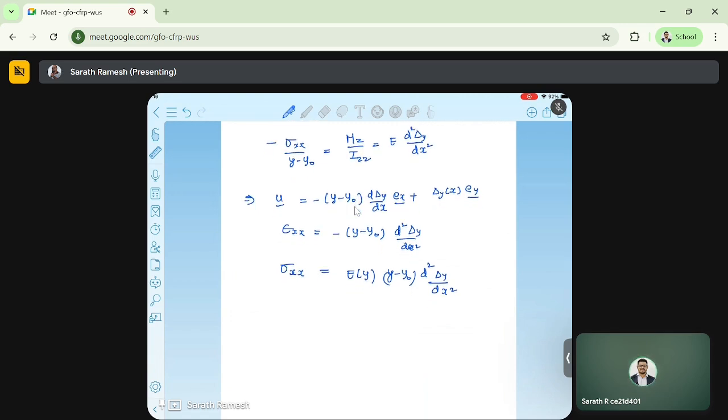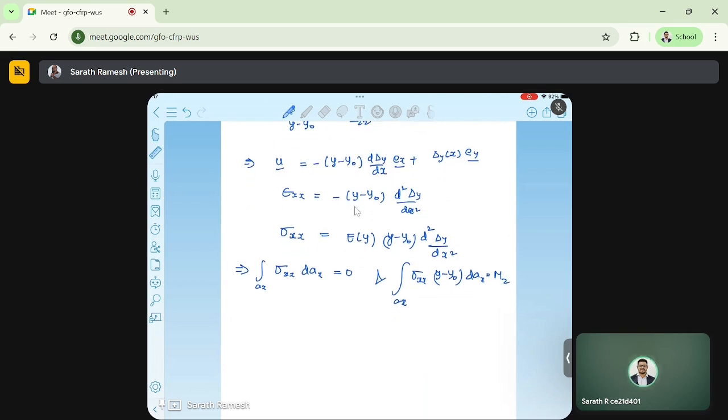Fine. So here the force equilibrium and the moment equilibrium will give us: the force equilibrium is the integral of sigma xx dAx, the net force, equal to 0, and the moment equilibrium will give us the integral of sigma xx times y minus y naught dAx equal to the moment applied.